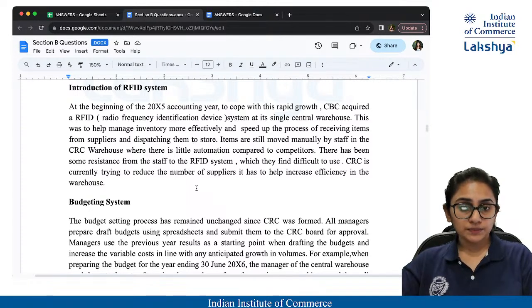them to stores. Items are still moved manually by staff in the CRC warehouse, where there is little automation compared to competitors. There has been some resistance from the staff to the RFID system, which they find difficult to use. CRC is currently trying to reduce the number of suppliers it has to help increase efficiency in the warehouse.